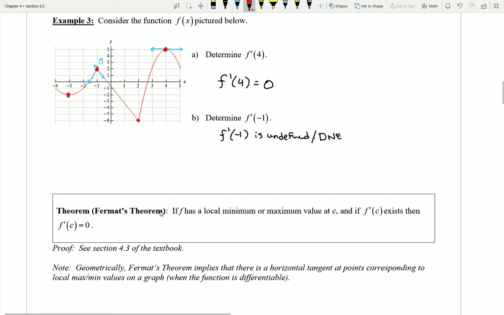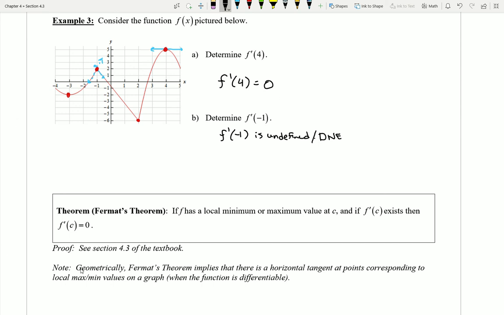And this is summarized in what we call Fermat's theorem. Here's what it says. If a function has a local minimum or maximum at a value of c, an x value, and if the derivative exists at that value, that is, if I know that there's a local min or a max somewhere, and my derivative doesn't come back undefined or does not exist, then automatically we must have a tangent line of slope 0. So this is a really interesting thing.